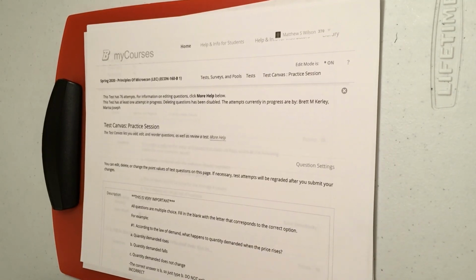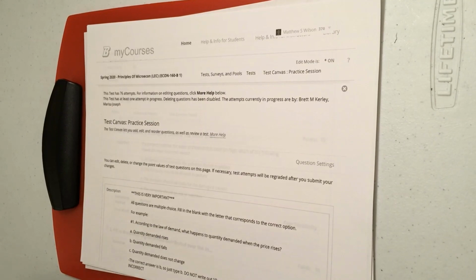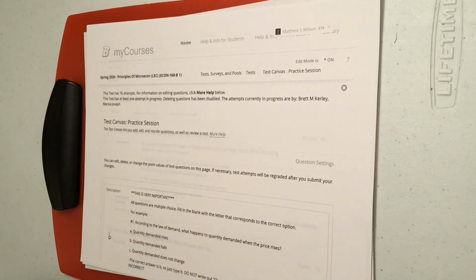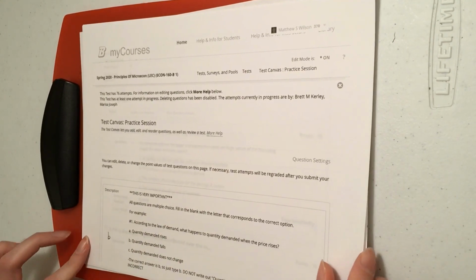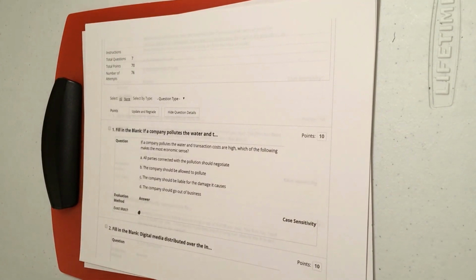So I gave you the directions, what you want to do in the practice session and also on the exam is just type the letter of the correct answer. So for this one, according to the law of demand, if price goes up, quantity demanded is going to fall. So just type the letter B and that's it. So those are the directions. Let's get started on some of the questions.